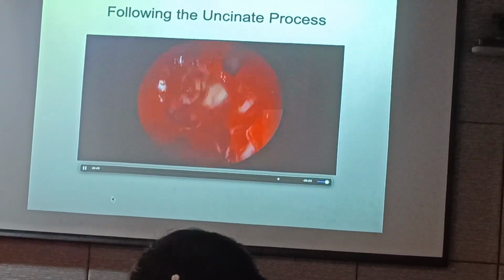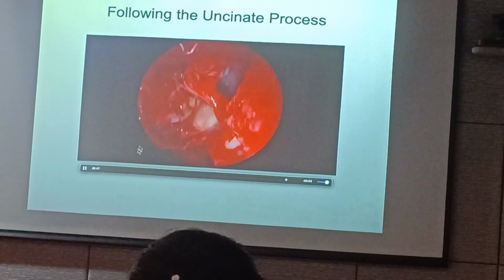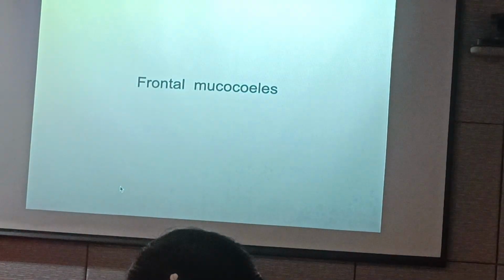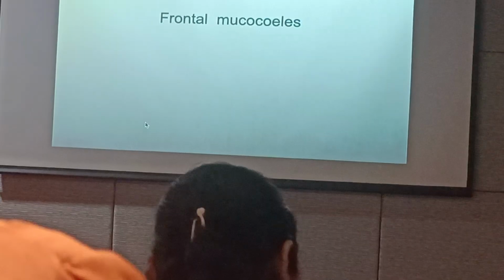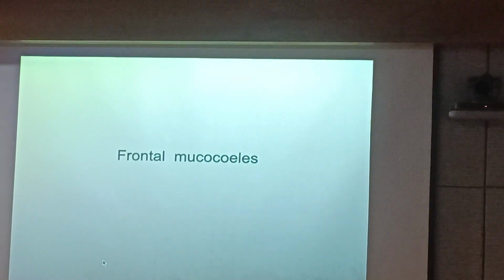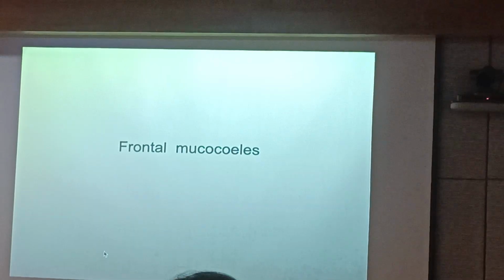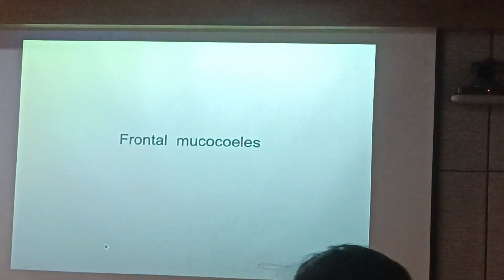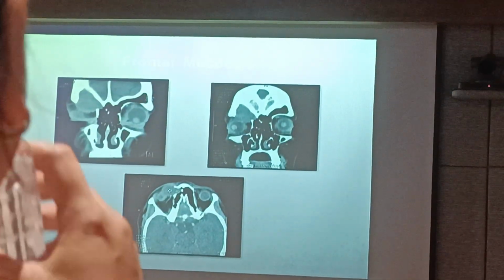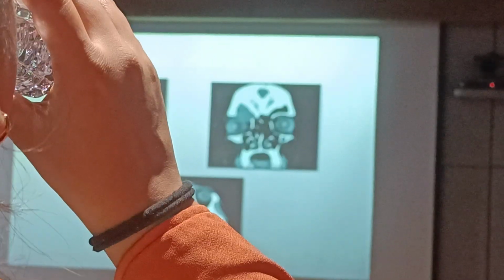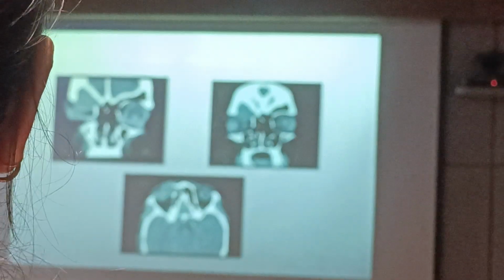Okay, so that's how you will follow the uncinate and go up towards the frontal sinus. Now frontal mucocele. Whatever we've discussed so far, we're going to put all of it together in a single place, and all those principles we will use for the surgery. So let's watch this. Frontal mucoceles, people usually say, are the easiest to operate, and therefore they are the ones which you should begin attempting first.